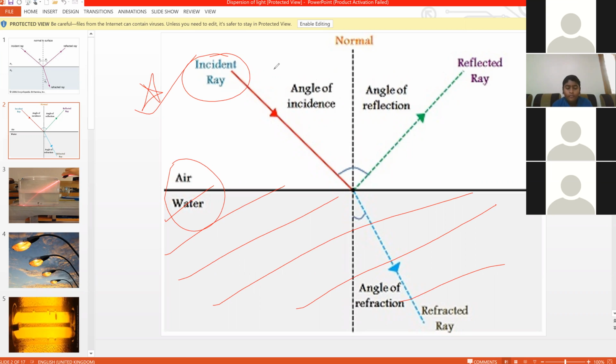For example, you all know rainbow, right? Rainbows. Have you ever seen rainbows? Children? Yes, ma'am. How is the rainbow formed?